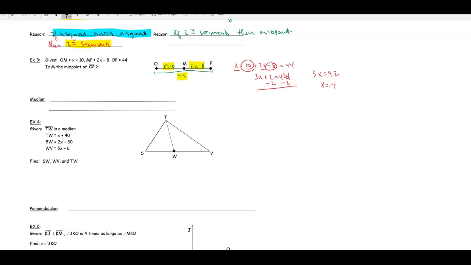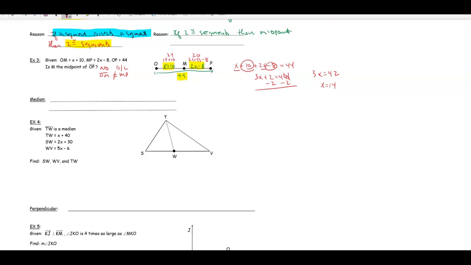So now how do we check to see if M is the midpoint then? Well, I'm going to plug this value of x back in. 14 plus 10 gives me 24. Then 2 times 14 minus 8, that's 28 minus 8, which is 20. Now, is M the midpoint of OP? And the answer to that is no, because OM is not equal to or congruent to MP. So you have to know that if that was the midpoint, OM would be congruent to MP.